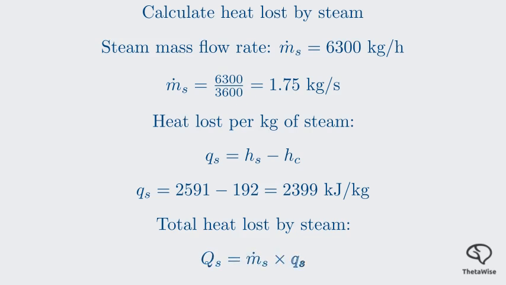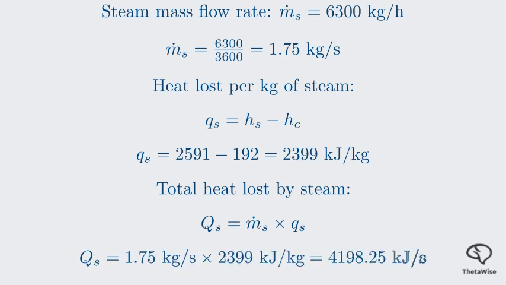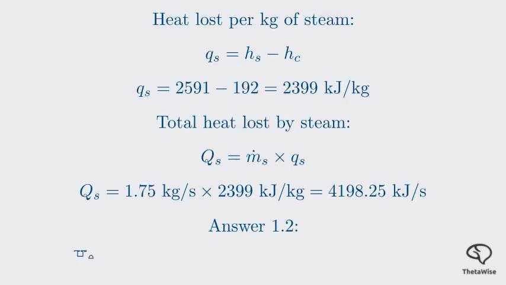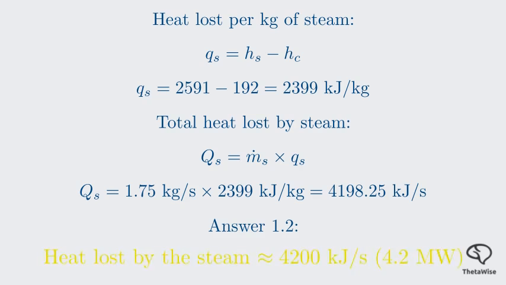rate and the heat lost per kilogram. So 1.75 times 2399 equals 4198.25 kilojoules per second. Rounding to significant figures, we get approximately 4,200 kilojoules per second, which is equivalent to 4.2 megawatts. This is the rate at which heat is removed from the steam.